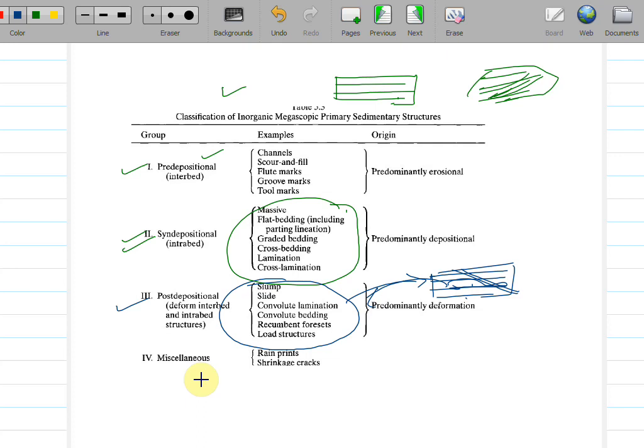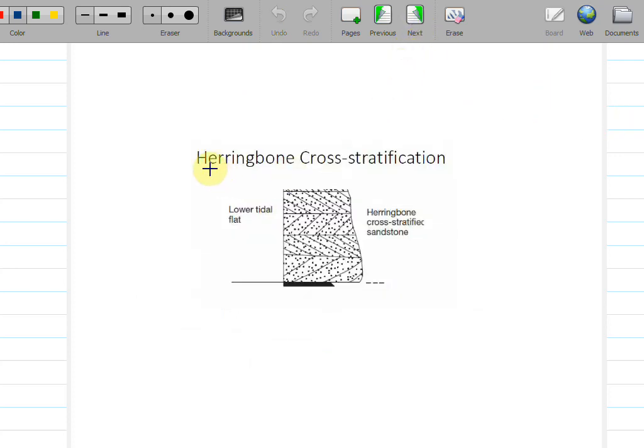ठीक है, और उसके बाद आपके पास बचेंगे डिफॉर्मेशनल स्ट्रक्चर्स. ओके, so moving to your first structure that we are going to discuss is your herringbone cross stratification. तो ये हमने डिस्कस कर लिया था, राइट. Herringbone cross stratification is generally forming at your tidal regions, right?